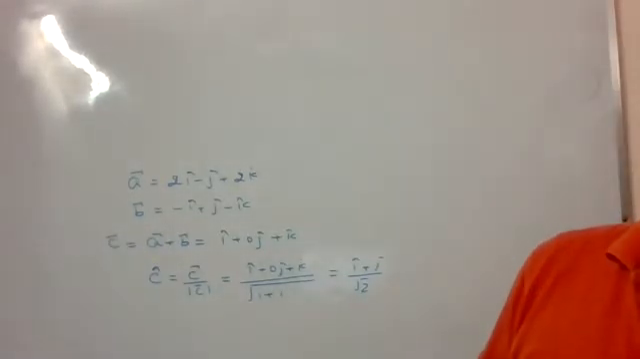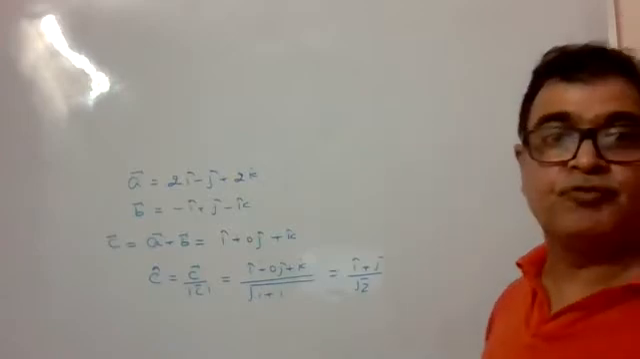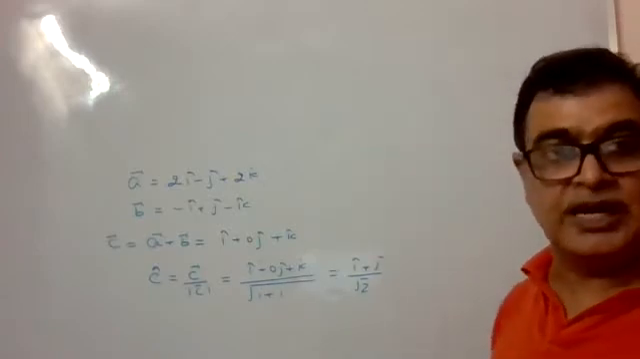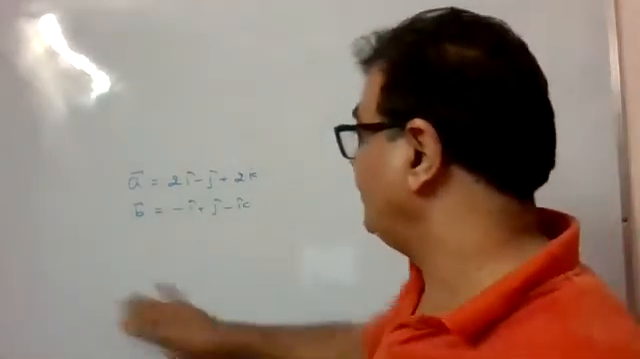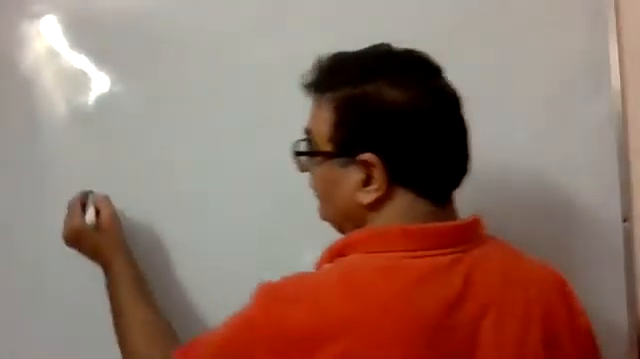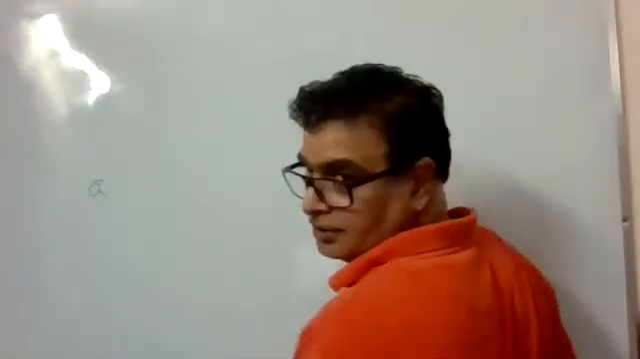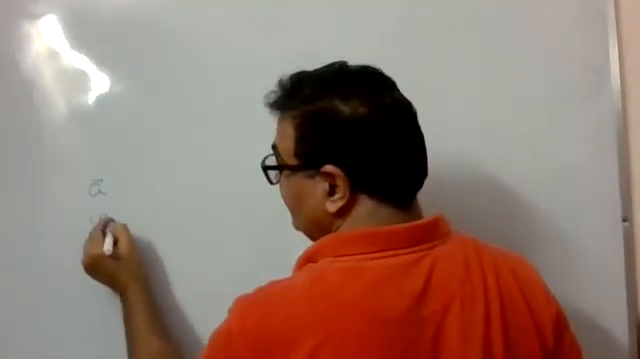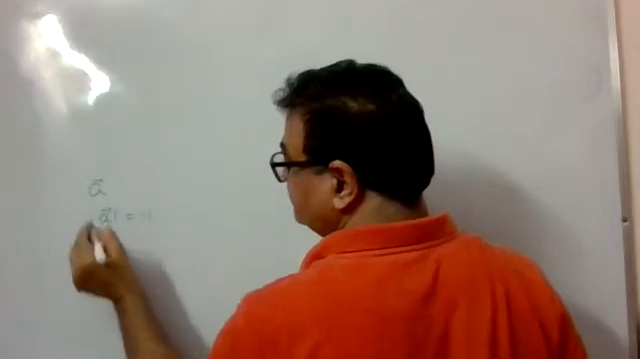Same way, one more question we can ask, write it down please. Find a vector of magnitude 11. So there is a vector A we want, whose magnitude is given as 11.